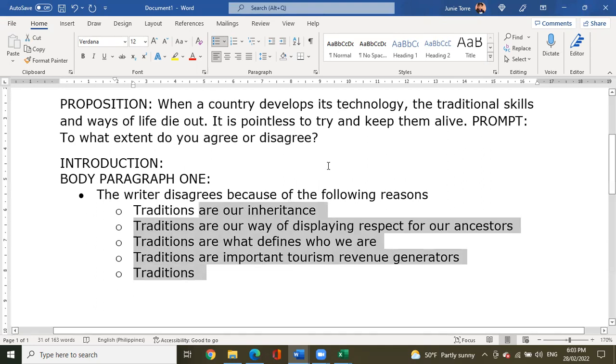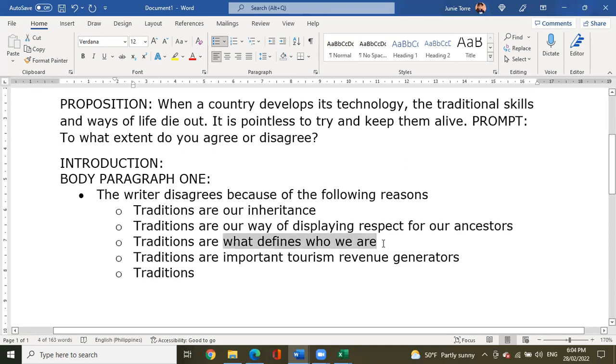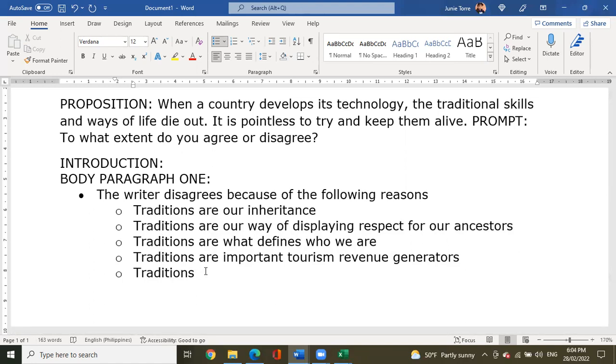Anim. Can we have one more? Am I forgetting something? Why do we need to keep traditional skills and ways of life alive? Traditions, identity, defines who we are. Identity and traditions. Any other guys? Ellie? Traditions. Camille, are you there?